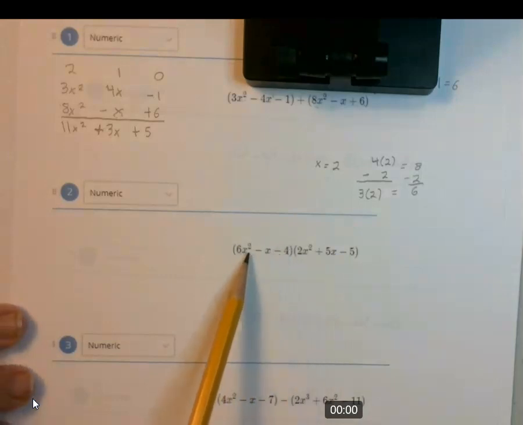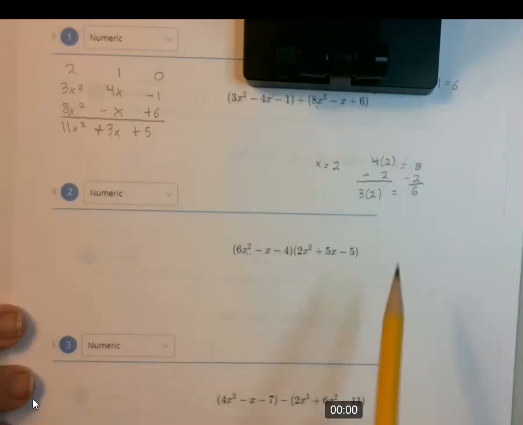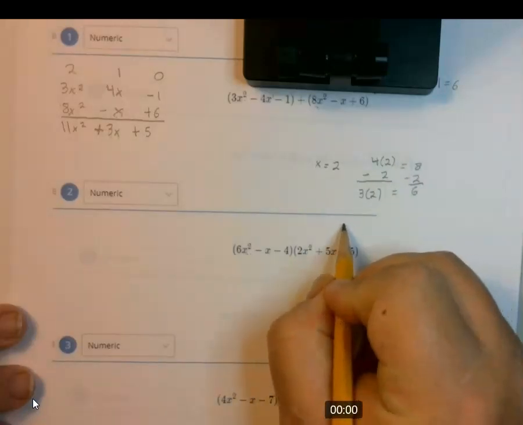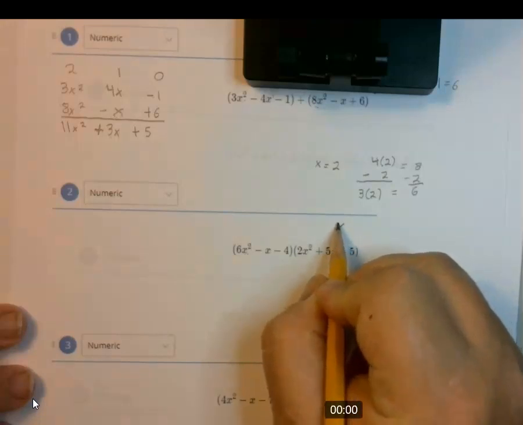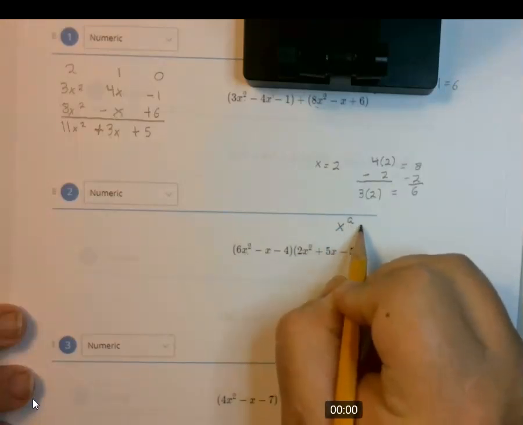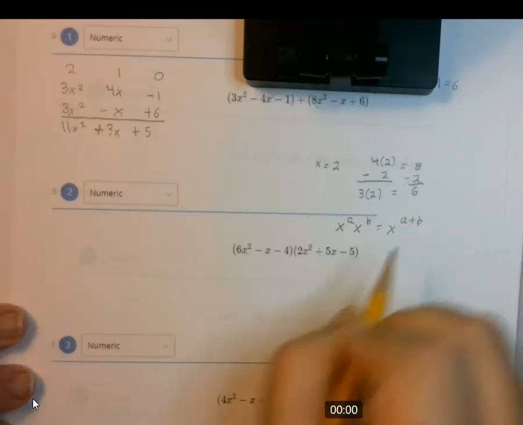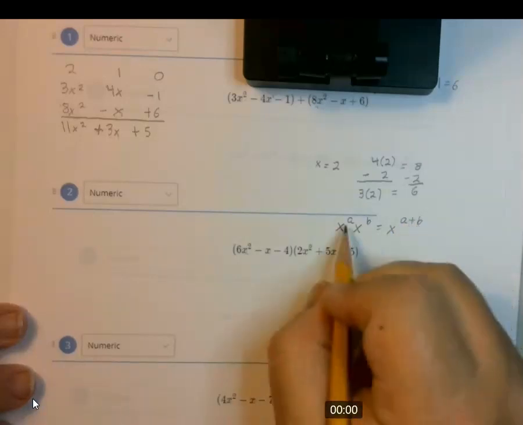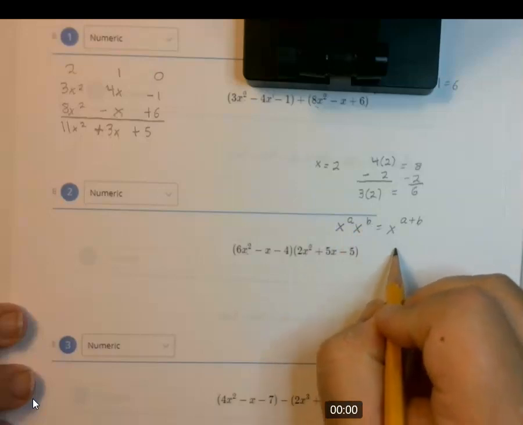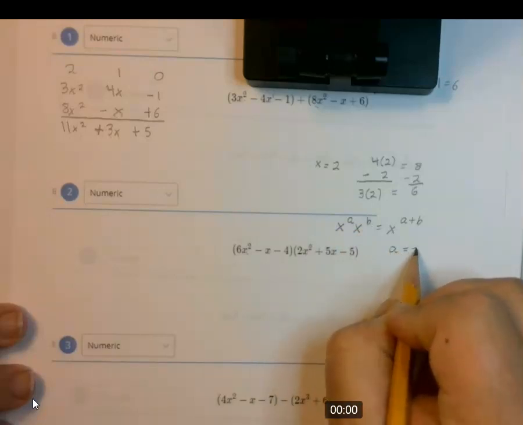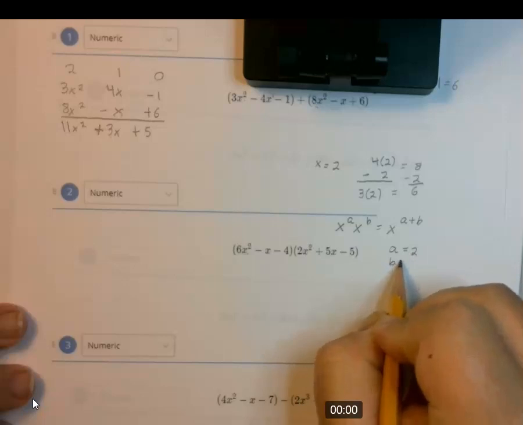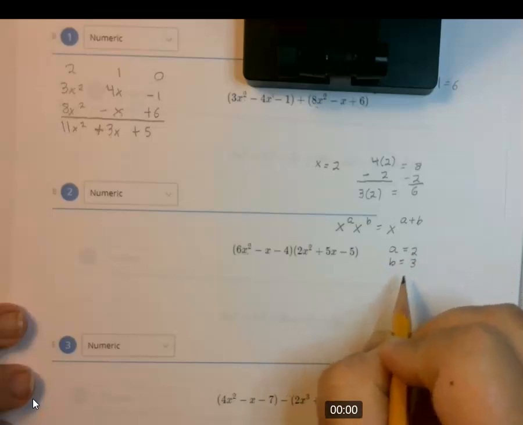First of all, you need to understand the principle of exponents. So what is x squared times x squared? You need to understand this principle, that x to the a times x to the b equals x to the a plus b. Again, let's prove it. Let's use 2, 3, and 4. So a equals 2. I'm just picking some small numbers to test that on. B is 3, and C is 4.